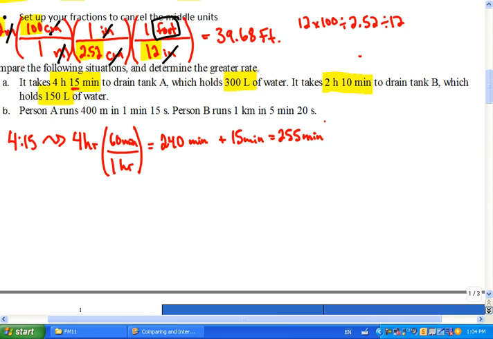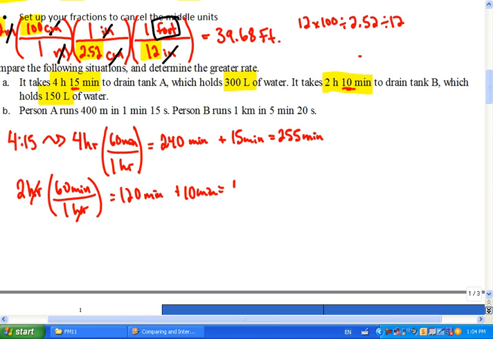What did you get for 2 hours and 10 minutes? 130 is right. So 2 hours, you have 60 minutes in 1 hour. So the hours cancel out. I'm left with 120 minutes. So I've got an extra 10, which means in total I have 130 minutes. So if I want to compare which of those two tanks drained faster, then I have 300 liters in 255, or I have 150 liters in 130.